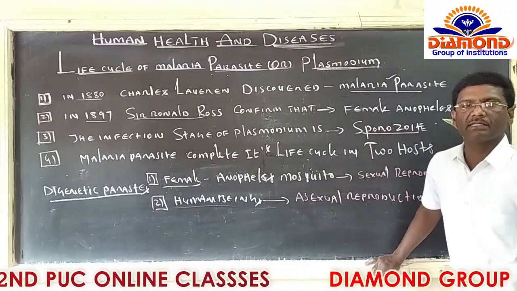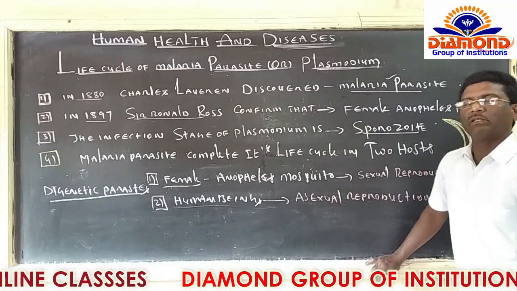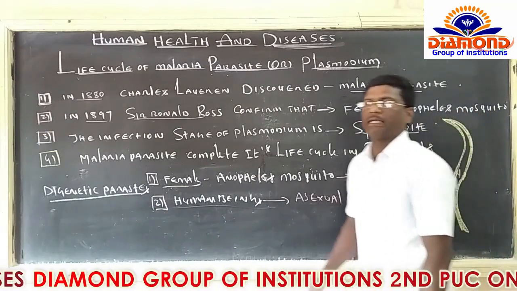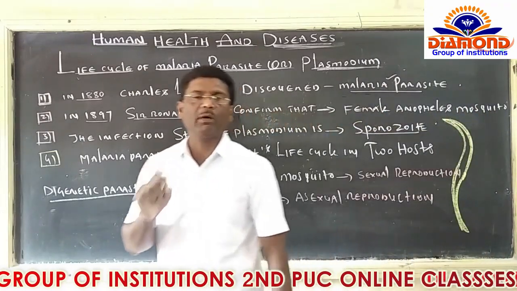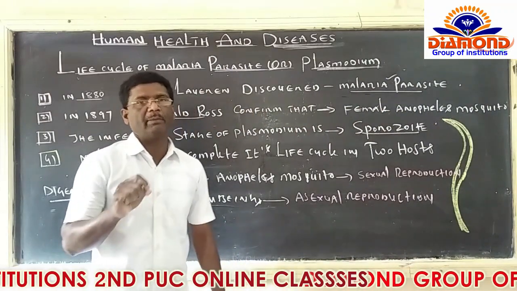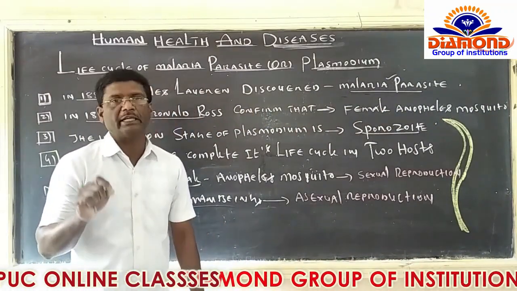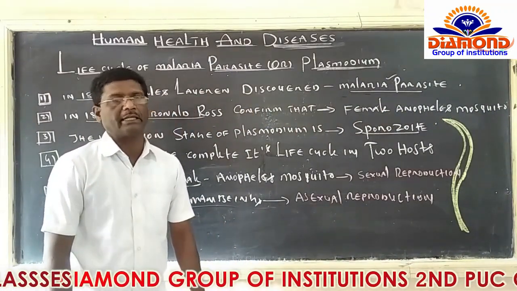In the very next class, I would like to explain how the malaria parasite completes its life cycle in human beings as well as in the female Anopheles mosquito with a neat diagrammatic representation.